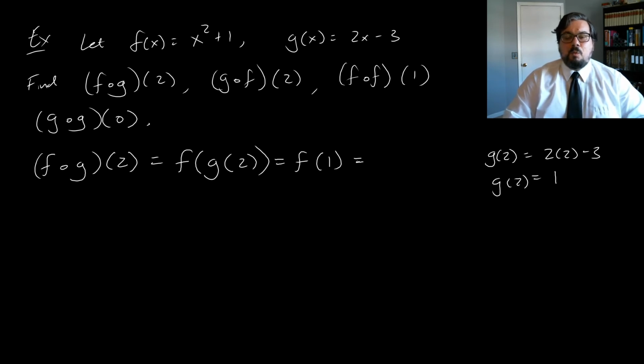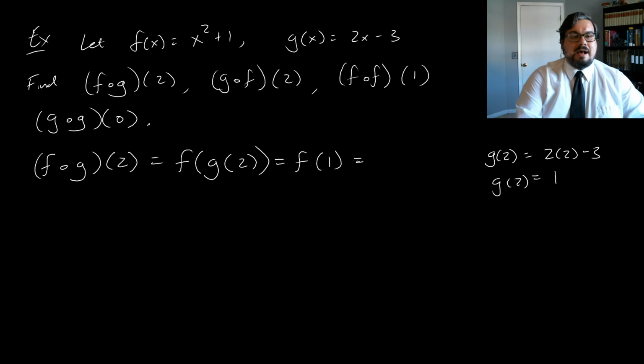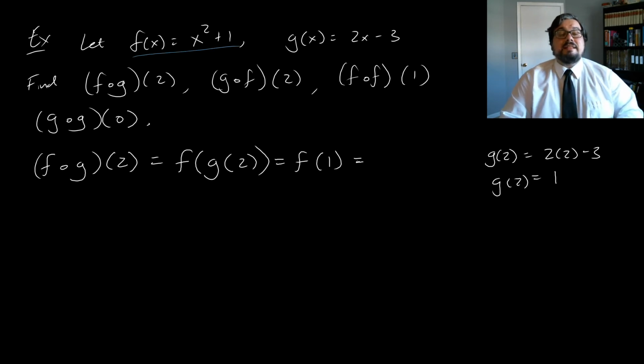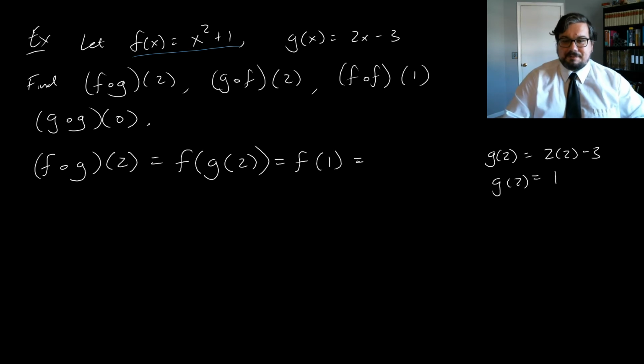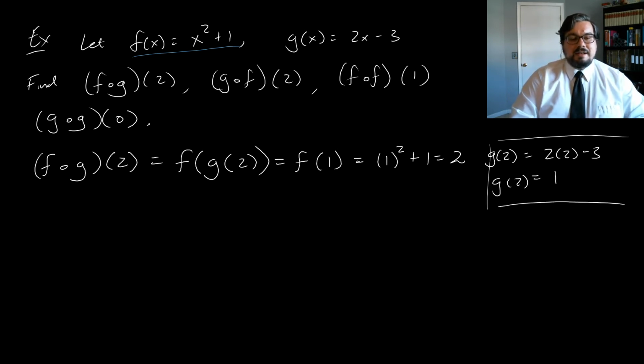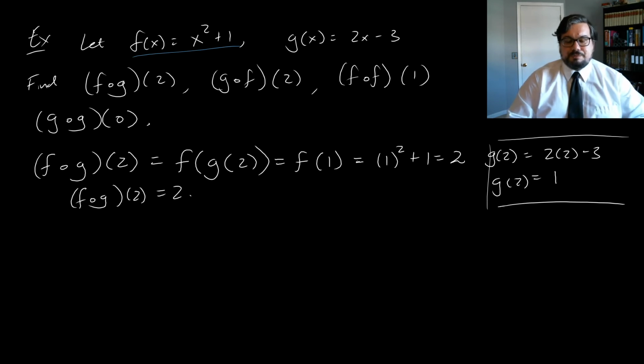Now, f of 1, we can look back up at our definition for f. At this point, we can forget where that 1 came from. We just need to figure out what we get when we plug 1 into the function f. And we'll get 1 squared plus 1, which is 2. So we find that f composed with g of 2 is 2. All right, let's do the next one.